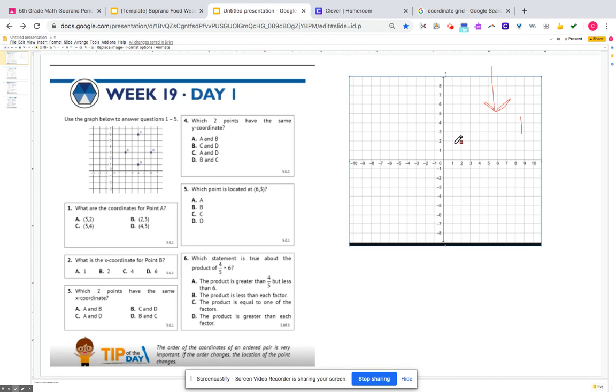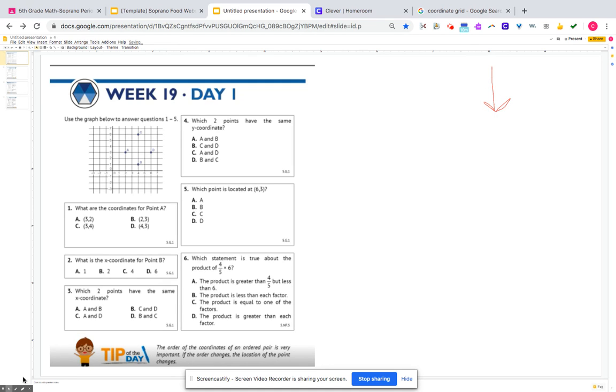So I just wanted to show that to you because you'll notice in this picture here, it looks a little different than the work we did last week. So I wanted to make sure we understood that picture. Okay, I'm going to delete this. And then we're going to get started with question 1. So the first 5 questions, we're going to refer to this coordinate grid or coordinate plane to answer them.